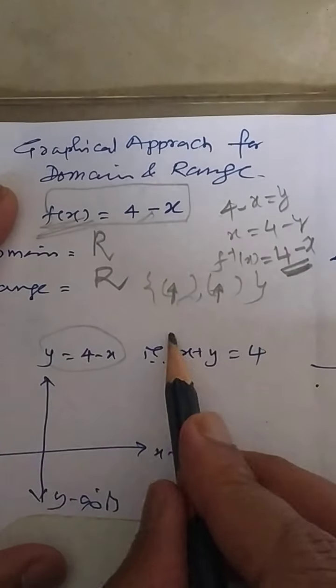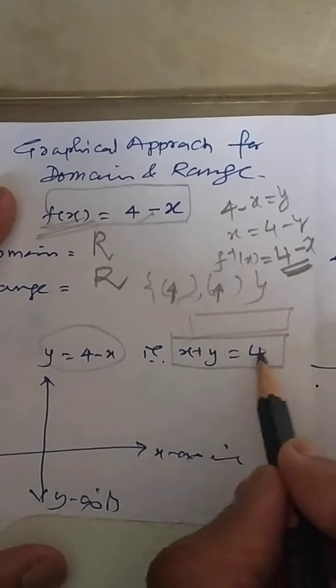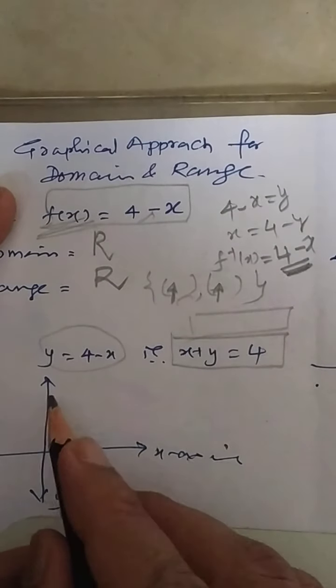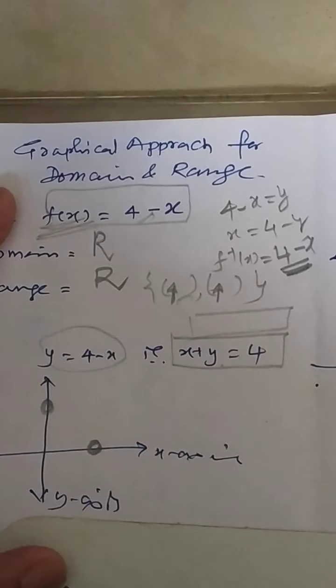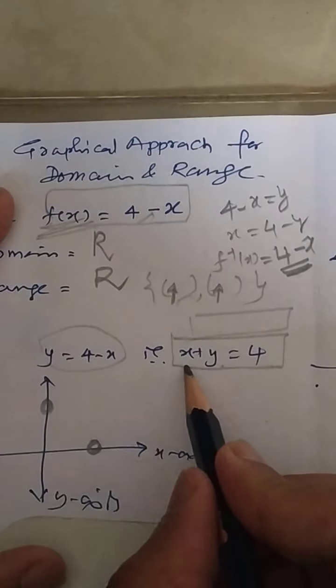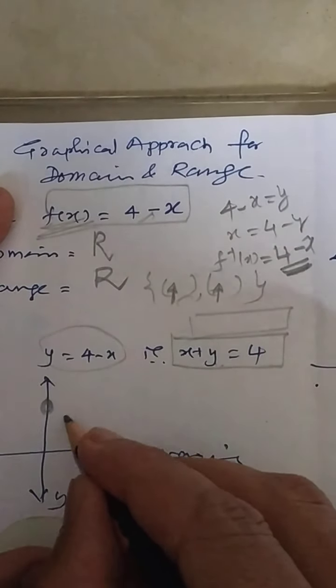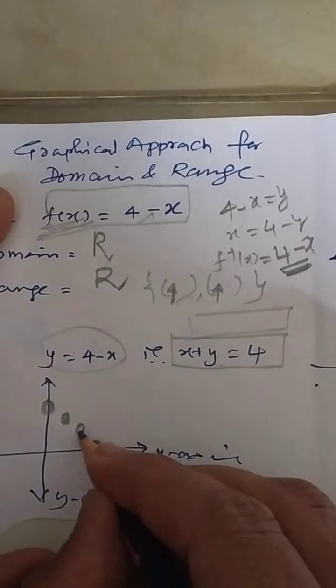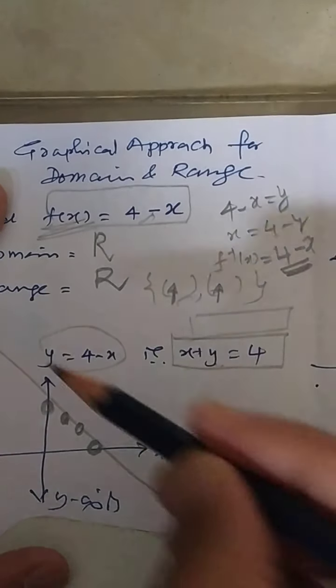Now if you try to plot the graph for this function, you know the method, the points you are taking. x is equal to 0, y will be equal to 4. If y is equal to 0, x will be equal to 4, another point. If I take x as 1, then I will get 3, 1 with 3, and 2 with 1. So I am getting a straight line which is passing through all these points.